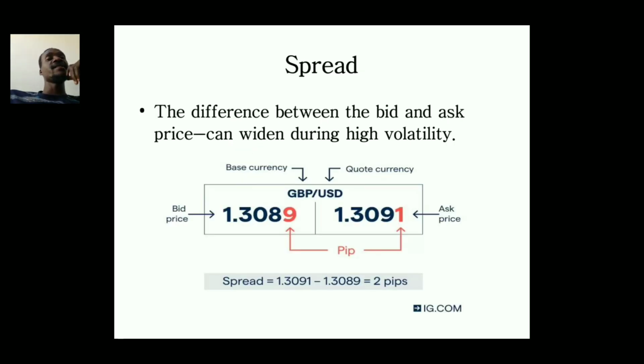Now, a spread is the difference between the bid and ask price. It can widen during high volatility, especially during news. Let's say, for example, we have GBP USD. The spread is the difference between the bid price and the ask price. The bid price is what the buyer is asking you to pay, and the ask price is what you're asking someone that is buying from you to pay. If you subtract the difference between them, it will give you 2 pips.